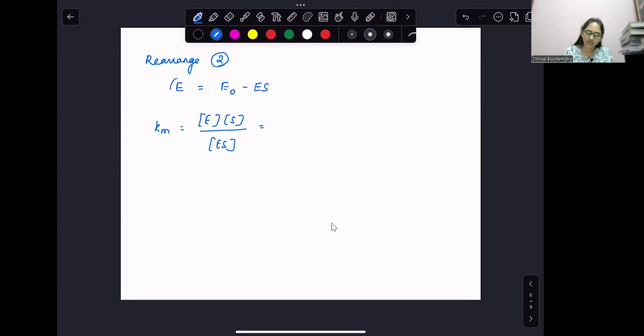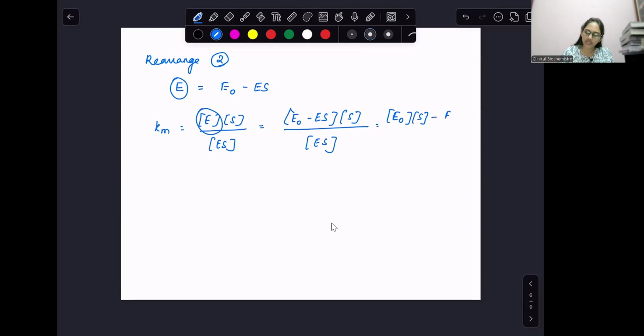Now, can I substitute this E value here? Yes, so I will substitute. I will get E0 minus ES into substrate concentration divided by enzyme substrate complex. Fine. Now, let's just rearrange this. So E0 into substrate minus ES into substrate divided by enzyme substrate complex.